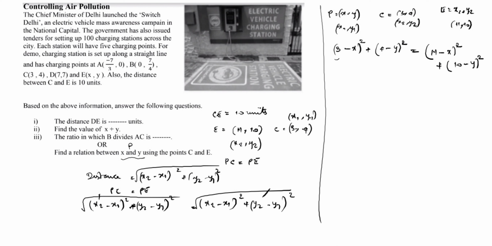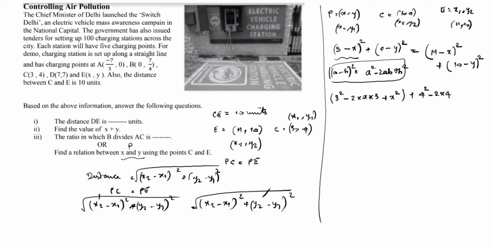You see, 3 minus x the whole square is of the form a minus b the whole square. What is a minus b the whole square? a square minus 2ab plus b square. So we will split 3 minus x the whole square, 4 minus y the whole square, 11 minus x the whole square, 10 minus y the whole square using this formula. So a is 3 square minus 2 into x into 3 plus x square, this is the first one, plus 4 square minus 2 into 4 into y plus y square, this is the second one.